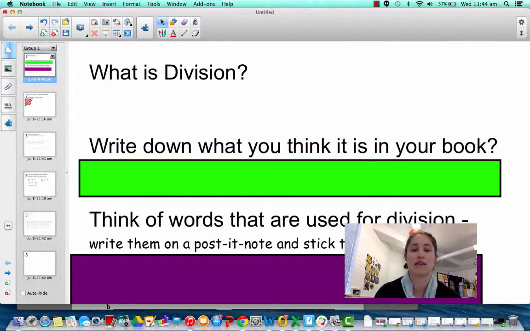So if someone was asking a question, how do I divide 36 between 6? What are different ways that they could word that question? For example, you might say we might share 36 between 6. Any other words you can think of, I want you to write that down. And then I'd like you to go and put your post-it notes up on the wall.